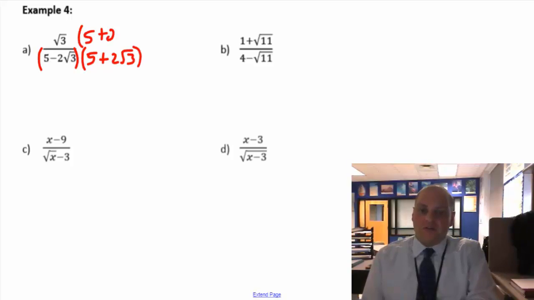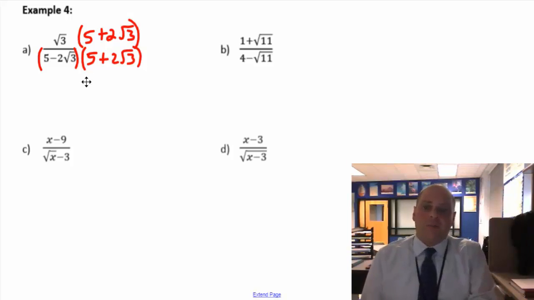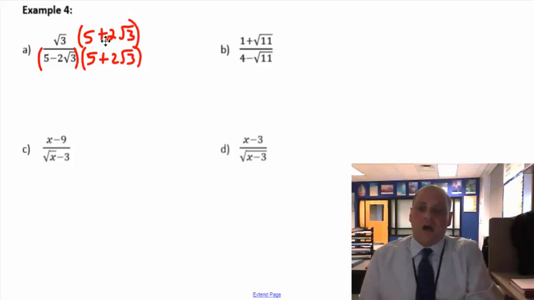5 plus 2 radical 3. All right, so that's going to be, and we have to distribute. So now you're just multiplying radicals on the top and on the bottom, which we already should know how to do. The top's going to be 5 radical 3 plus 2 radical 9.